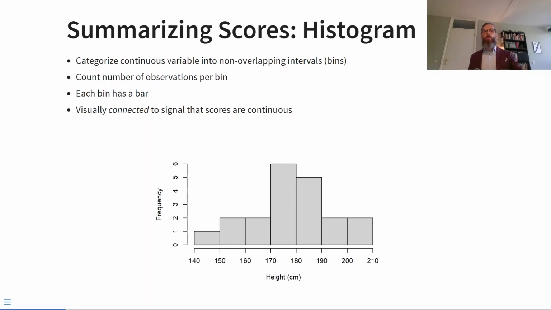A histogram solves this problem by first dividing the number line into equal segments. These are called bins, and then counting the number of participants that fall within each bin. So here we see that there is one bin that ranges from about 140 centimeters to 150 centimeters, and we see that one student fell into this bin. And we see that there's a bin from 150 to 160 centimeters and 2 students fell into that bin. And we see that the most common height is somewhere between 170 and 180 centimeters, and 6 students fell into that bin.